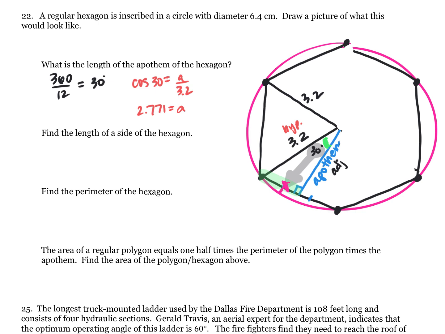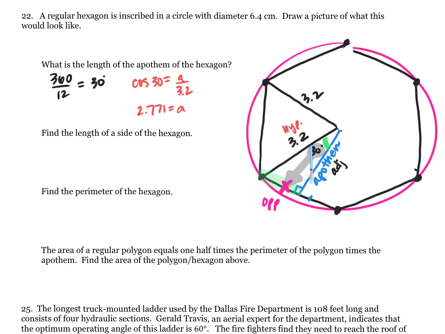So, in order to find this one, I'm going to label it X. In order to find X, what do we think? X is the opposite. It's 1.6. How'd you get that? Because this is 30, 60, 90, and it's going to be half of the hypotenuse. Well said. Let's go prove that with some SOH CAH TOA.